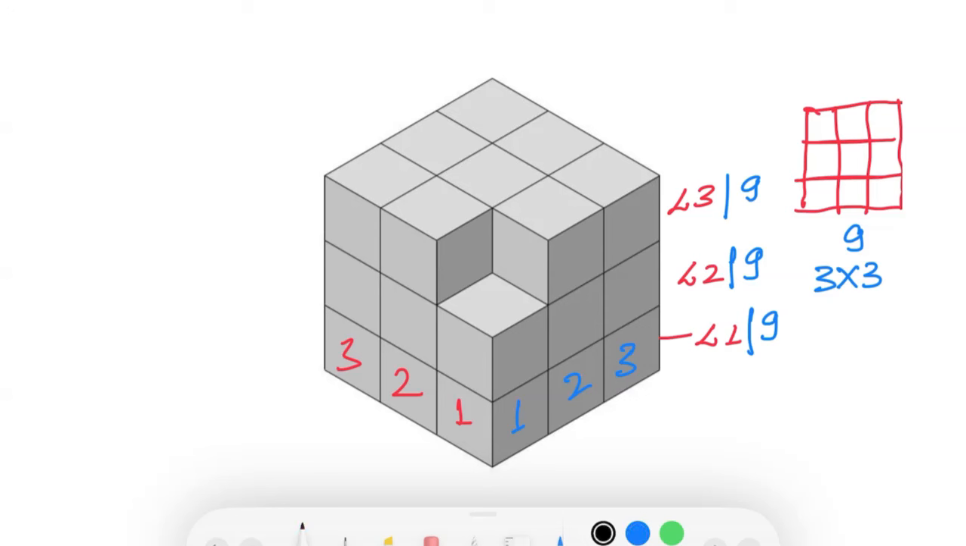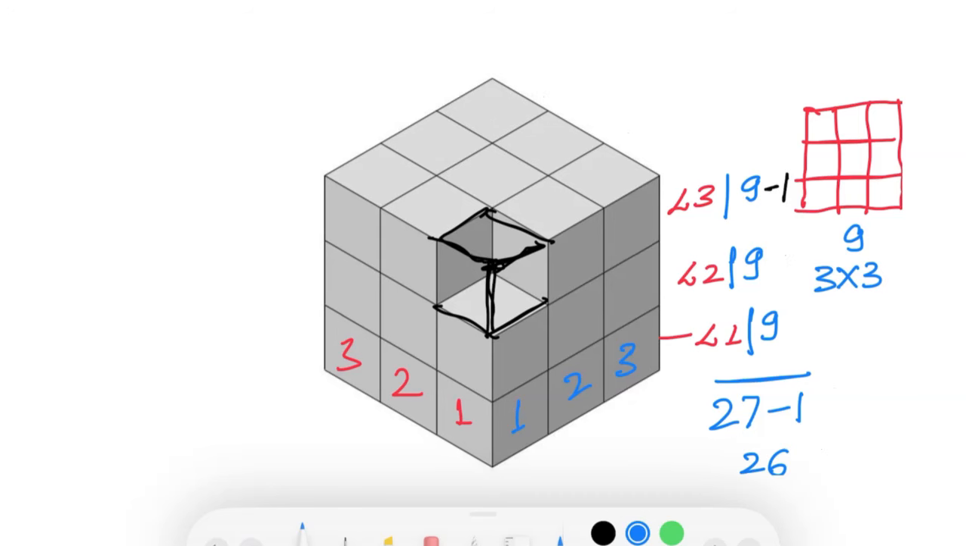There is one missing. Something is missing here. Okay. So there is a missing cube. Therefore we need to subtract 1. From where we need to subtract 1? We need to subtract 1 from level 3. And therefore what do we get? We get 27 minus 1 and therefore 26. So what we are using? We are using the subtraction trick here. Okay. We are subtracting the number.